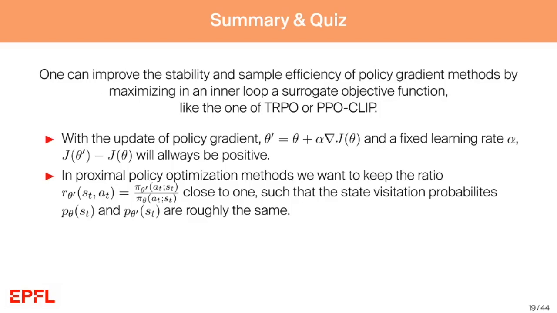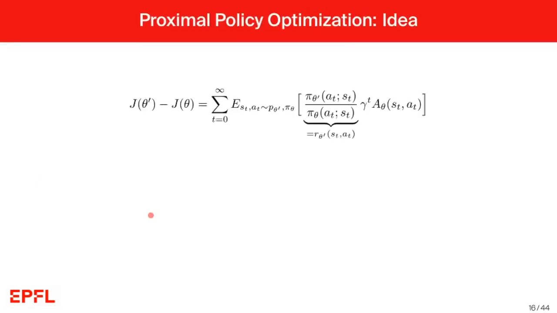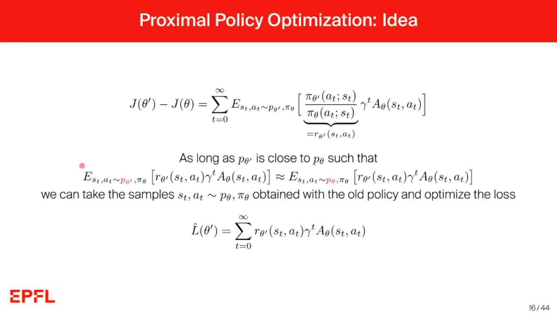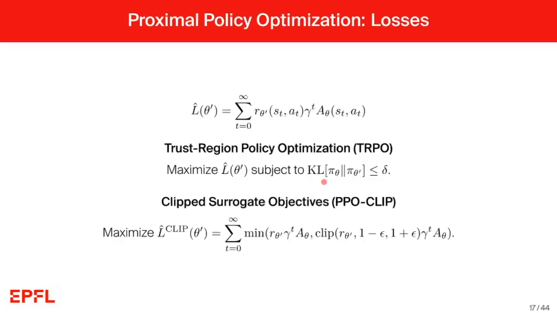This is correct if we have this approximate equality between those state visitation probabilities. Then we can use the approximation that was made in this line here, such that we can estimate efficiently the quality of the updated policy.